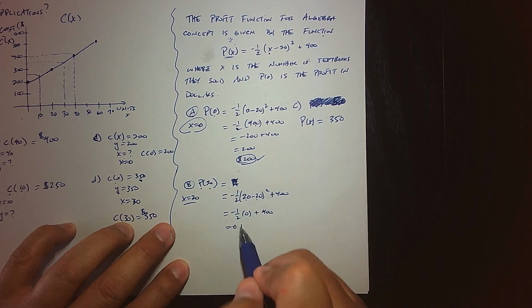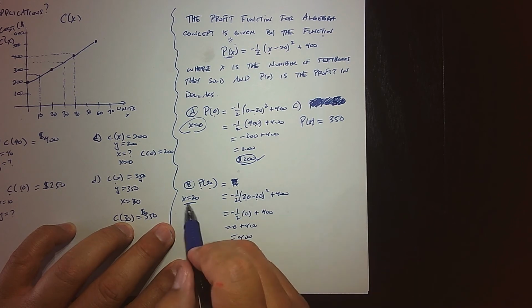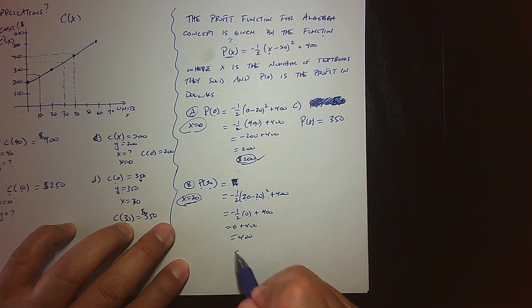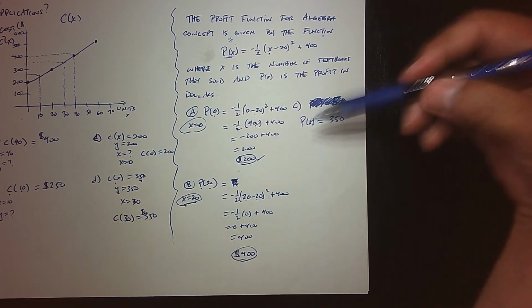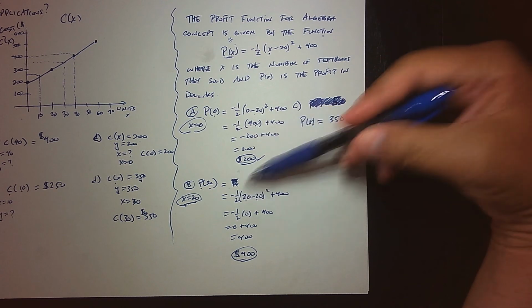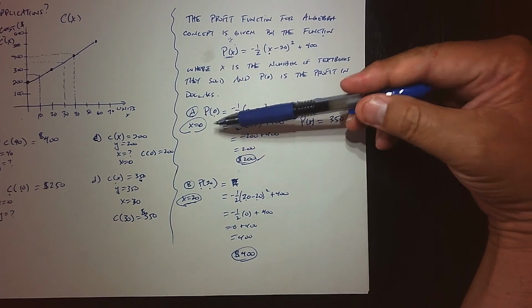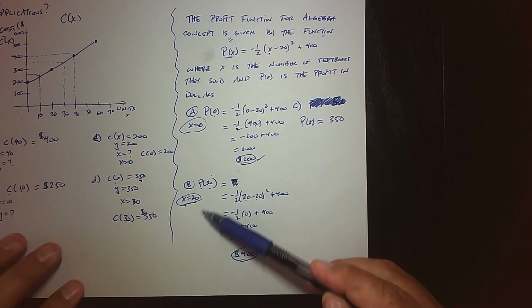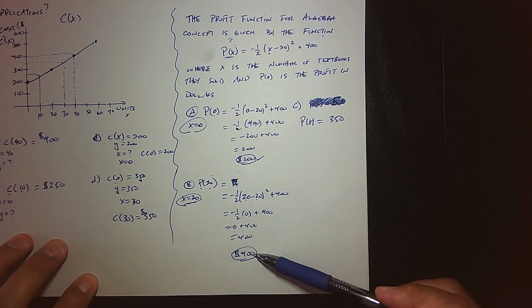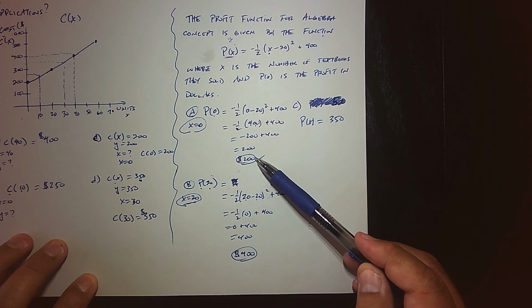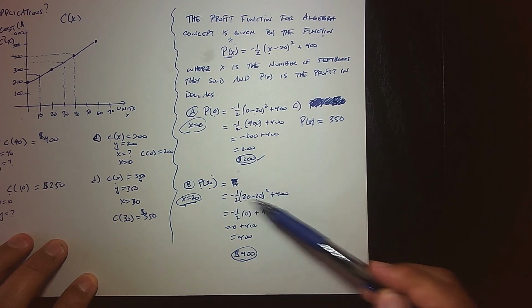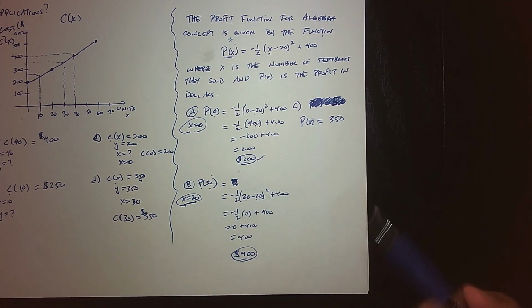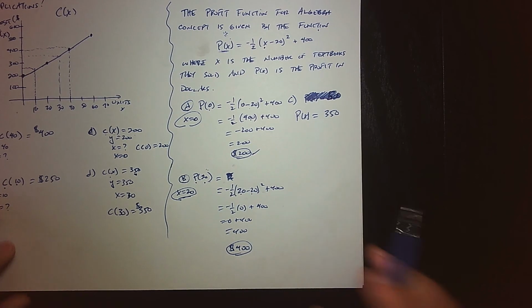-1/2 times 0 is 0, and we end up with 400. So when we have 20 textbooks, we will have a profit of $400. Of course, now the question is where do I maximize my profit? So from 0 to 20, obviously I want to produce 20 textbooks to get that. I'd rather have $400 than $200, but we don't know. Is there something better? Who knows? That's something we'll investigate in another class.